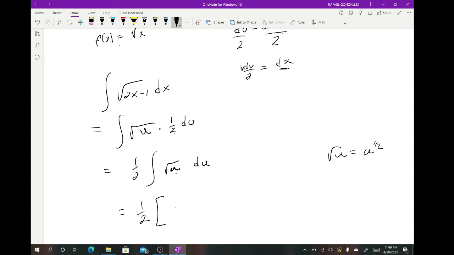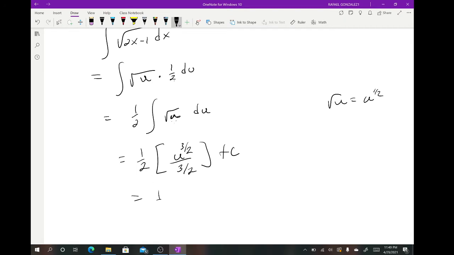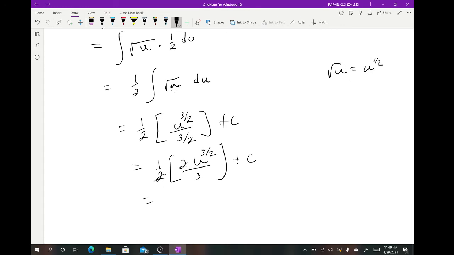So if you recall, that was u to the 3/2 divided by 3/2, and again, plus c, because this is an indefinite integral. This is 1/2 times 2u to the 3/2 over 3 times 1/2. So the 2's cancel out, and you get u to the 3/2 over 3 plus c.